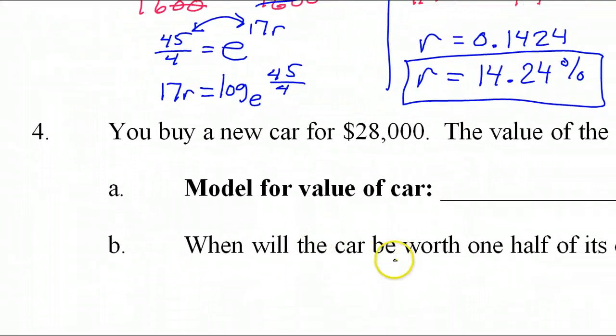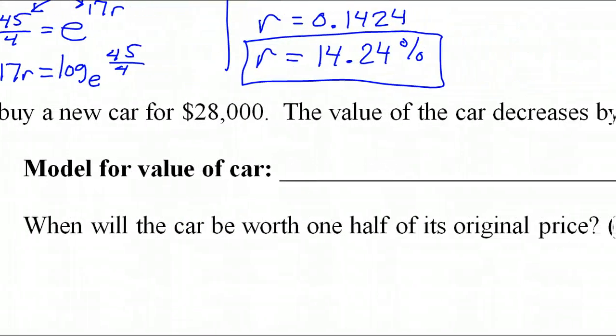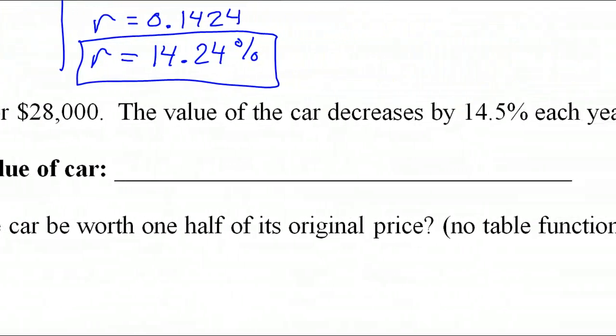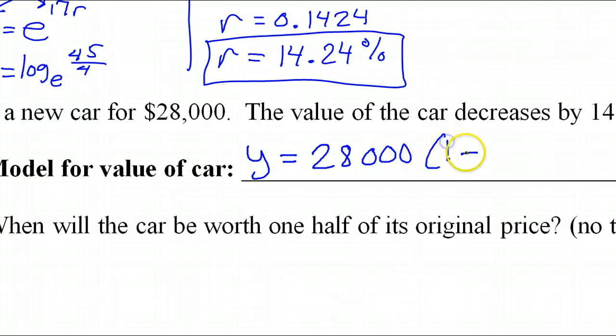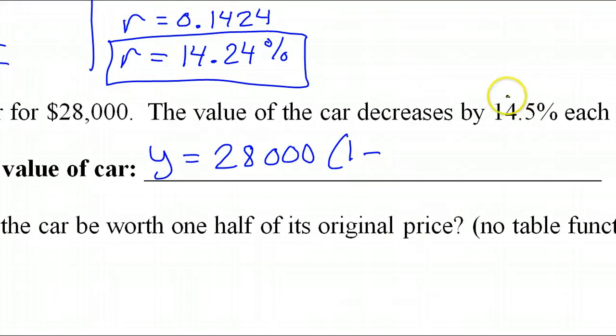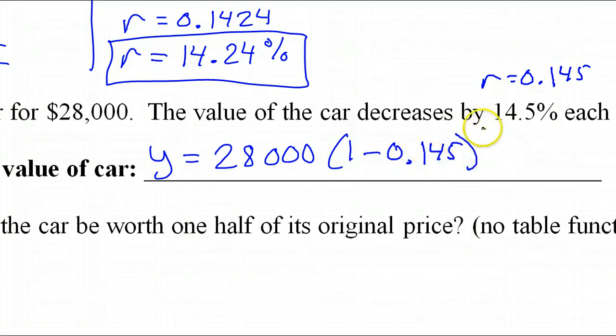Number 4. You buy a new car for $28,000. The value decreases by 14.5% each year. Write a model. So this is just simple depreciation. So y equals 28,000, and then we're doing 1 minus the rate. This is moving the decimal point twice. That's 0.145. So that's 1 minus 0.145 to the t power. So boom, there's your model.